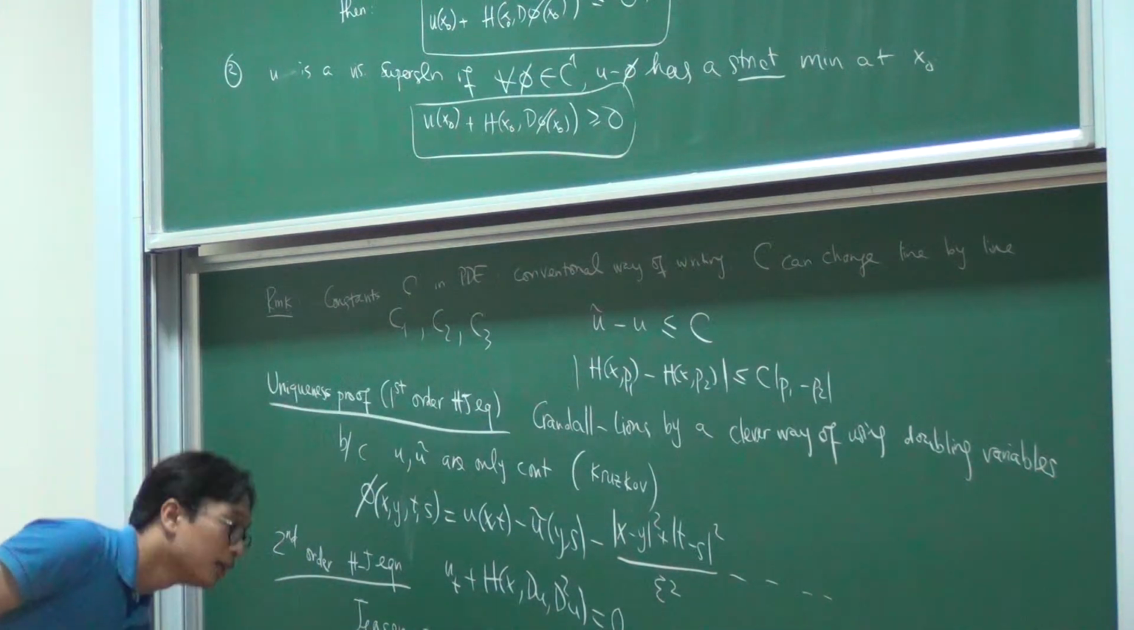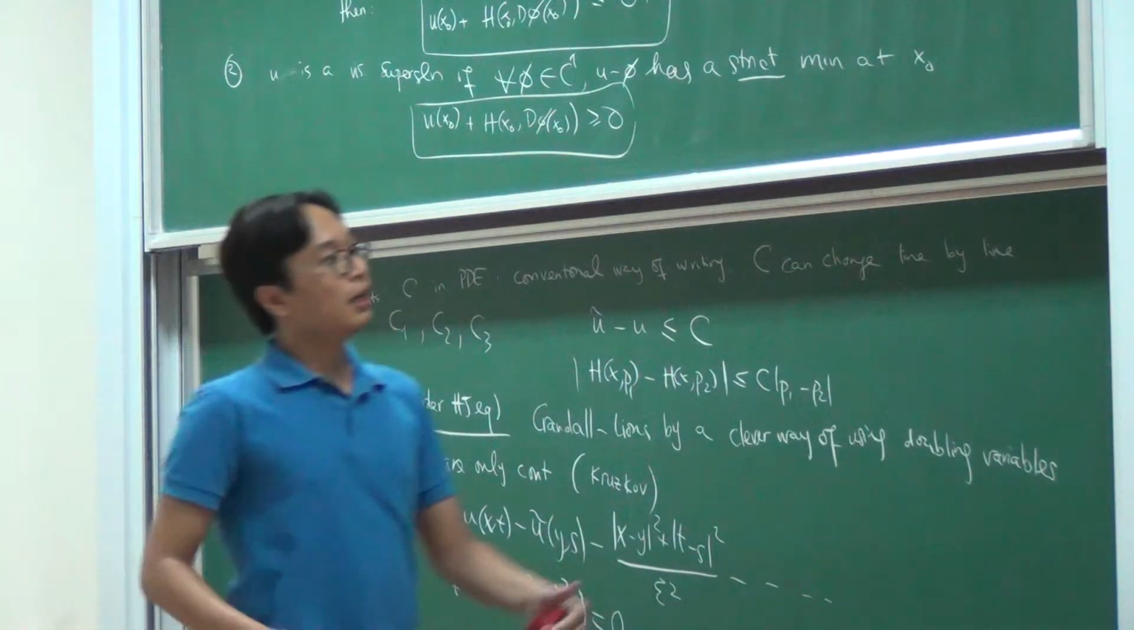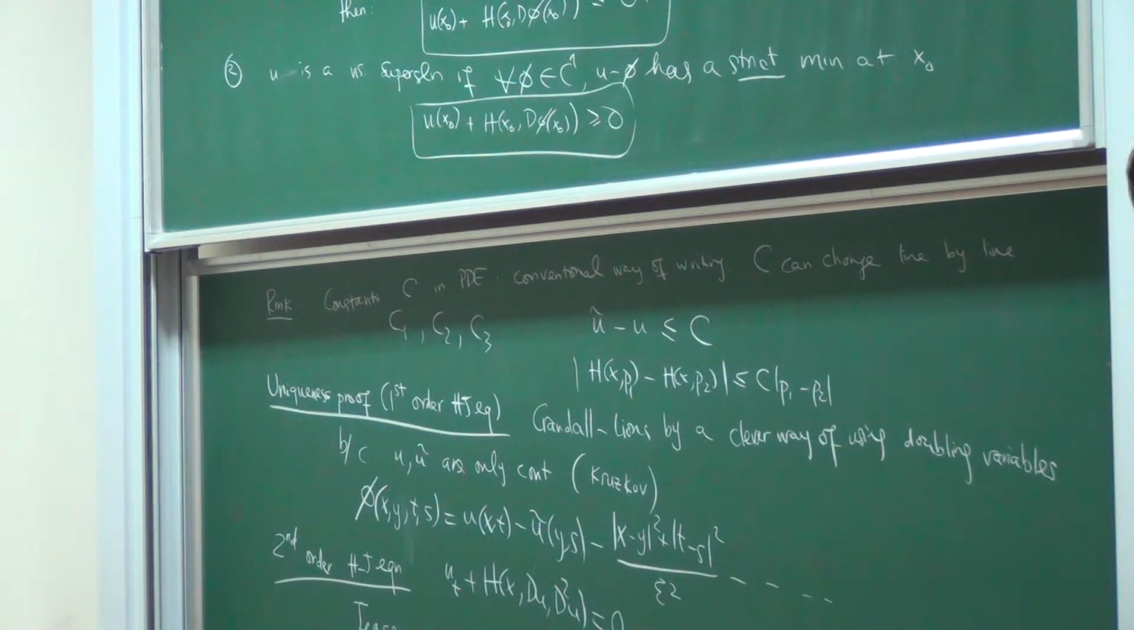So there are two famous lemmas: Jensen's lemma by Bob Jensen, or sometimes people call it Crandall-Ishii lemma. I don't know why. But it is there to handle the second order case. I'm not going to do that, but I want to mention it. And the second order case actually is hard, it's not easy.